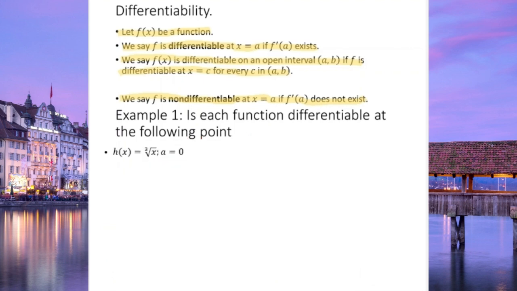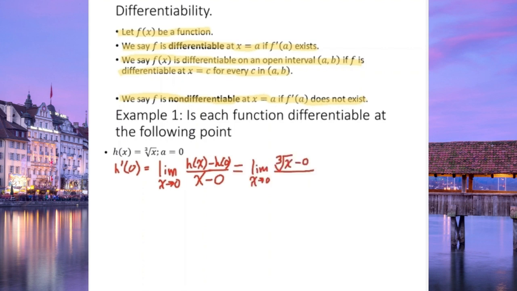Next, we're going to determine if h of x equals the cube root of x is differentiable at a equals 0. So here, we're trying to evaluate h prime of 0, which means we're trying to see if the limit as x approaches 0 of h of x minus h of 0 all over x minus 0 exists. H of x is the cube root of x. H of 0 is 0. Anything minus 0 is itself. And we get the limit as x approaches 0 of the cube root of x over x.